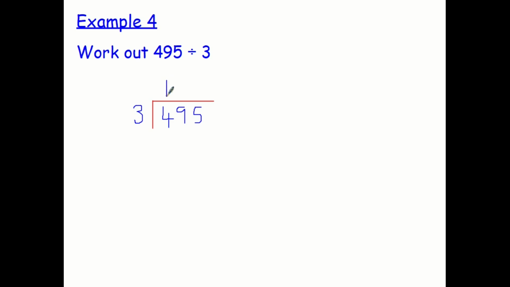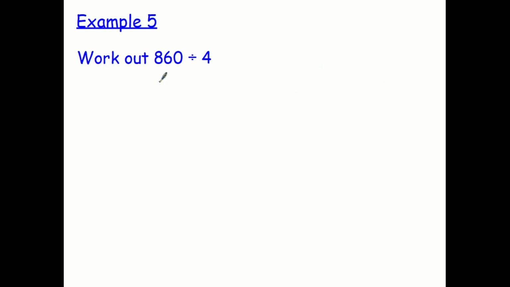1 lot of 3 in 4, remainder 1. How many 3's in 19? Well, I know that 3 6's are 18, and then I've got 1 left over. And my final question to myself is how many 3's in 15, which is 5. So my answer is 165. Be really careful, try and keep all your digits absolutely in line with each other.